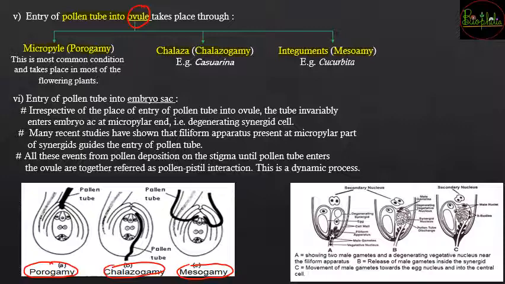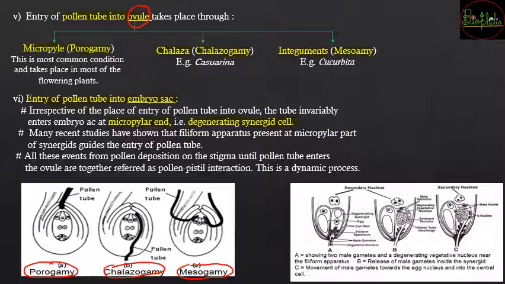Next point आता है, that is how the pollen tube is going to enter the embryo sac. पहले जो था, that was entry of pollen tube into the ovule. Now we are studying about entry of pollen tube into the embryo sac. अब एम्ब्रियो सैक के अंदर एंट्री के लिए ओनली वन पाथवे इज डिसाइडेड, दैट इज फ्रॉम द माइक्रोपाइलर एंड. अब माइक्रोपाइलर एंड से ही एंट्री होगी बिकॉज एट दैट पोजिशन देयर इज द डीजेनरेटिंग सिनर्जिड सेल.